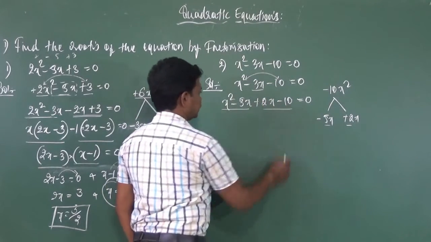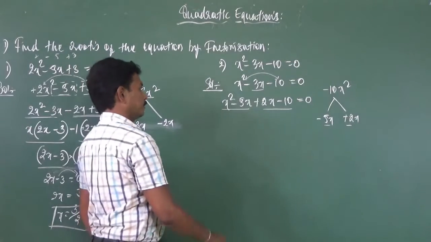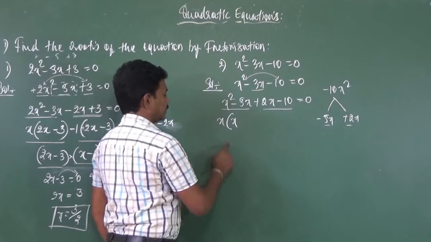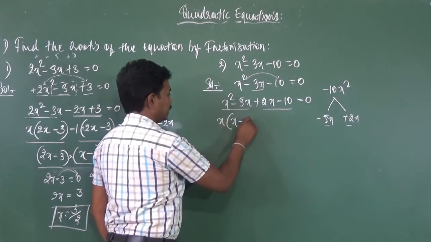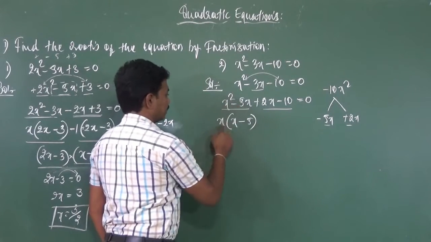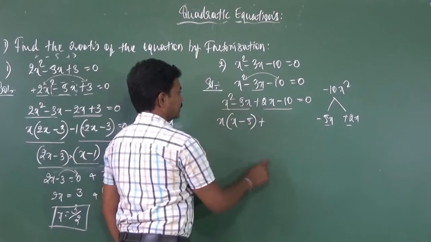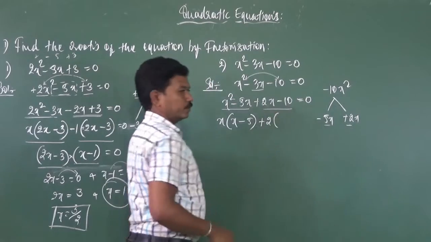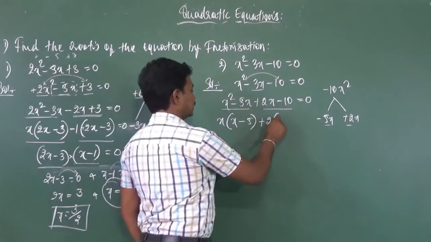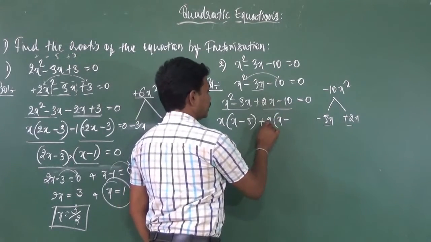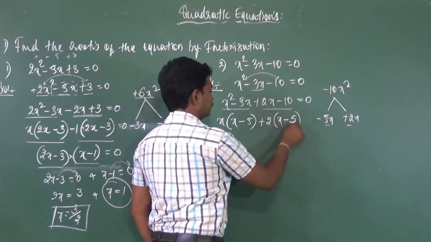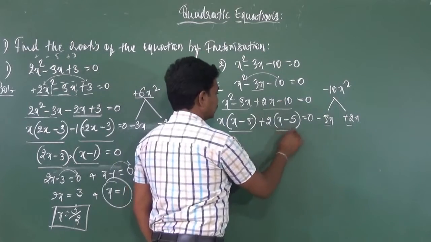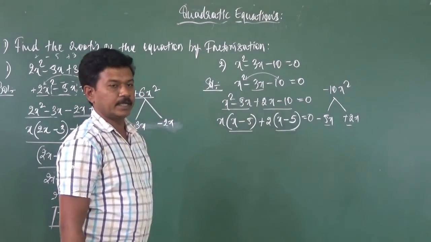So out of these two and these two, we have to take out common. We have to be very careful. So we have x square, we have x. You can take x as common, so we are left with another x. X into x is x square, x into minus 5 is minus 5x. Plus here we can take 2 as common because 10 is a multiple of 2. So 2 into x is 2x, 2 into minus 5 is minus 10, which is equal to 0. What you get in the bracket, the same you should get here. That is how you have to manage and take out common.